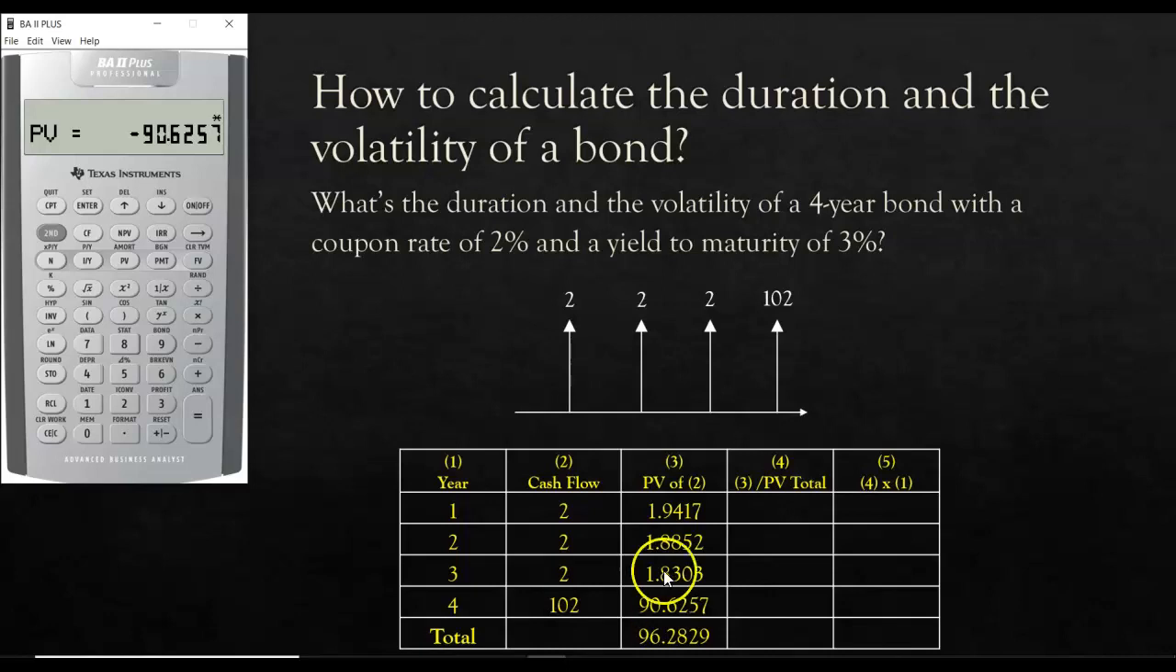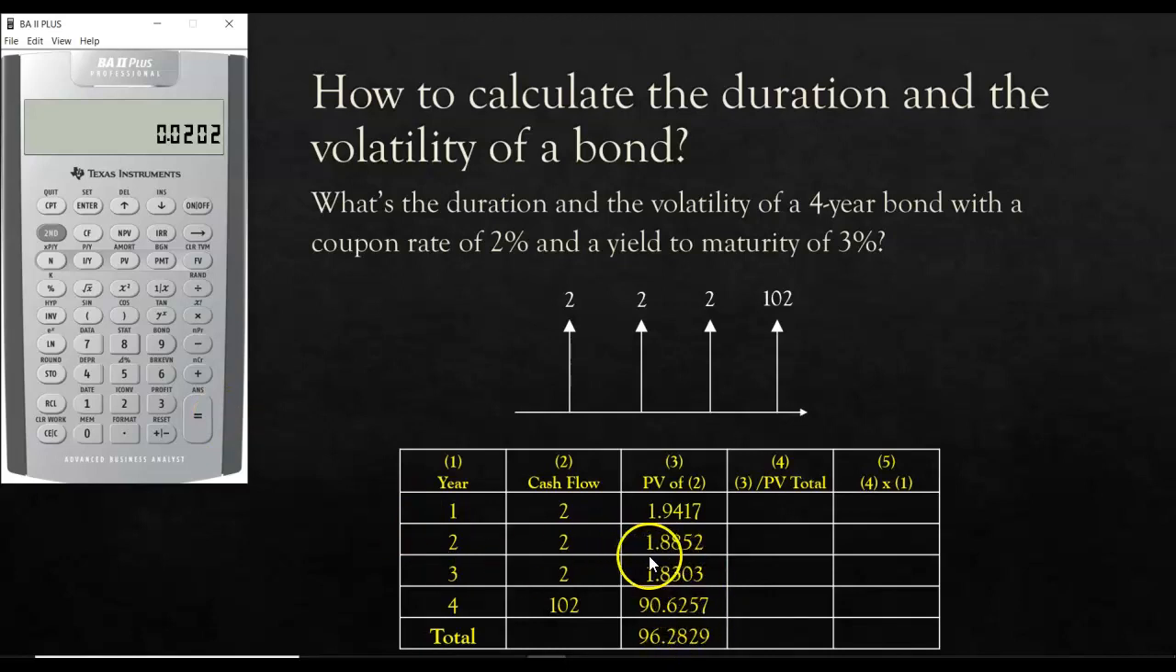So for the first one here, what I want to do is take 1.9417, divide that by the total present value here, 96.2829, right? So in the first year, roughly speaking, you're getting back about 2% of the present value of this particular investment. And then you do the same calculation for all the other years.